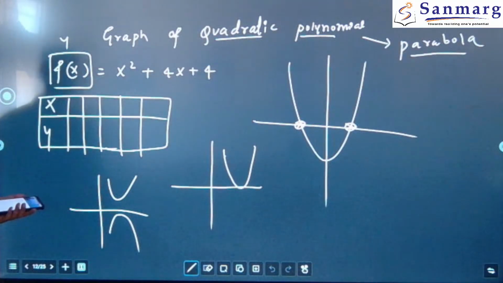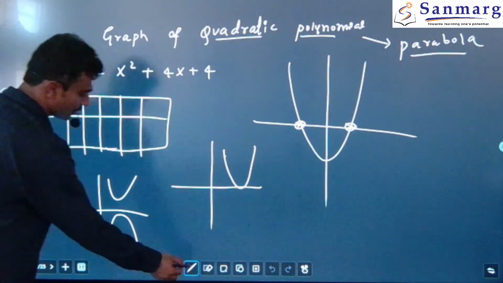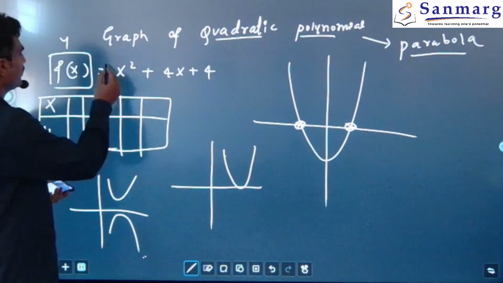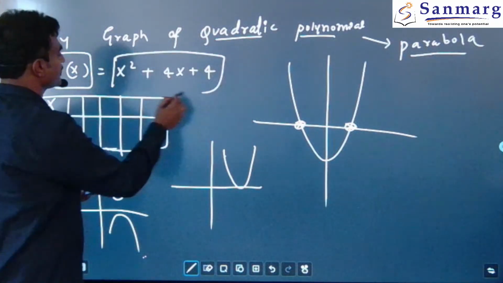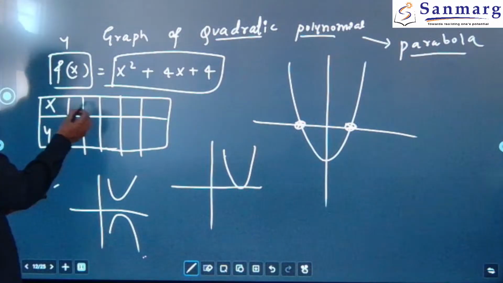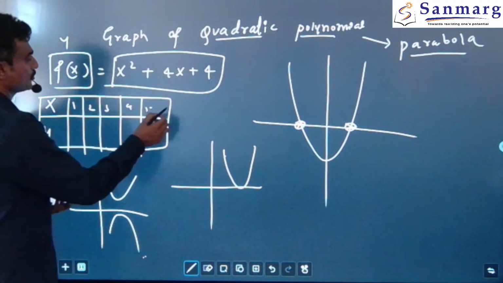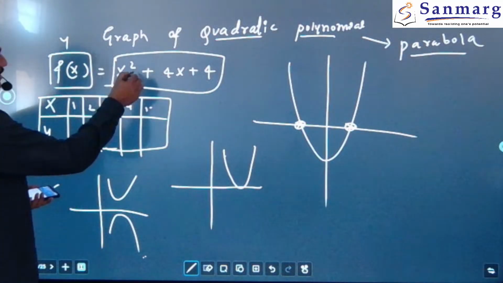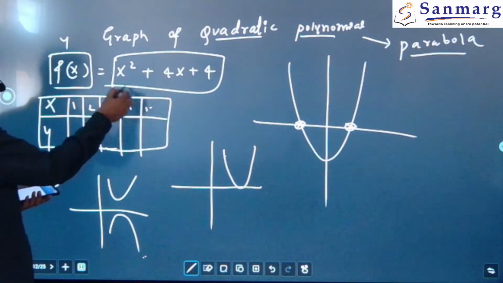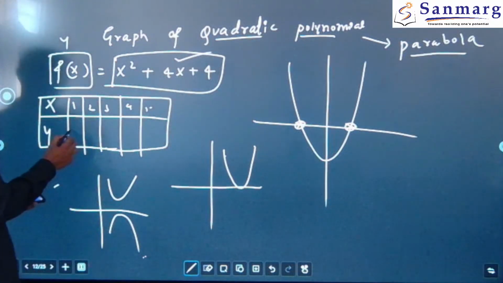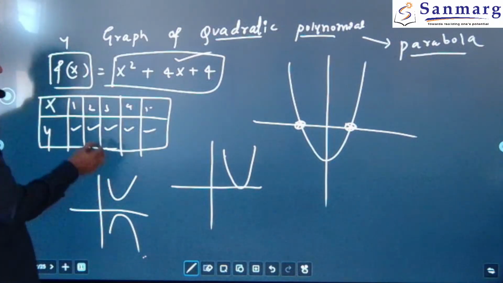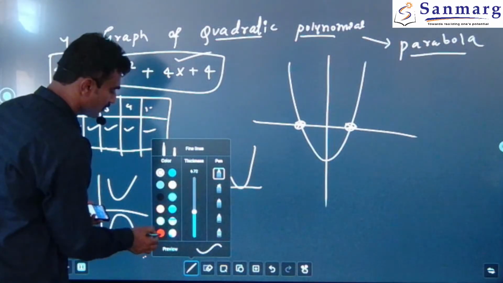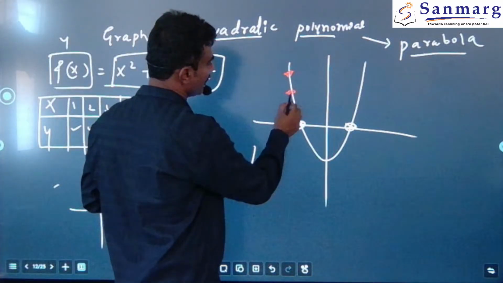Graph of the quadratic polynomial. Consider the graph of the quadratic polynomial as given in this figure. Here is an expression f of x equal to x square plus 4x plus 4. Write down values of x as 1, 2, 3, 4, 5 and so on. You can take as many values as you want and substitute them in this expression. For the corresponding values of x, you will get the corresponding values of y. Then simply plot the graph. We will get many points.